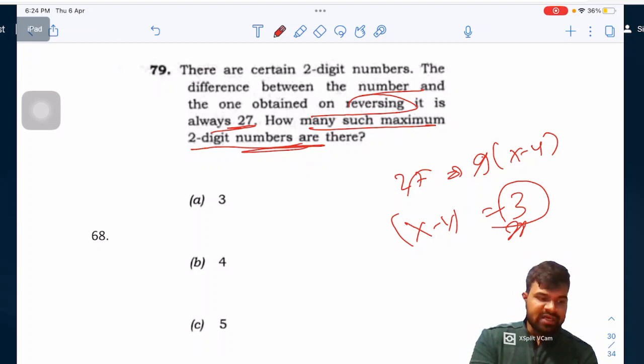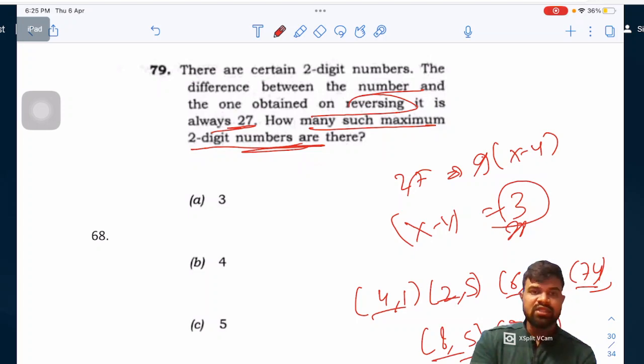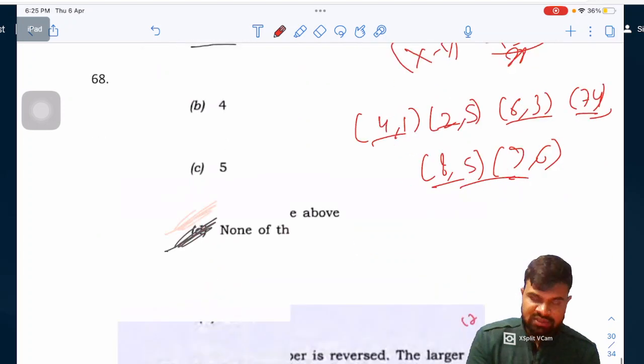Now, how many pairs can be there? 1 and 4, 4 and 1, 2 and 5, 3 and 6, 4 and 7, 5 and 8, 6 and 9, something like this. 6 can be there, so none of the above will be the answer.